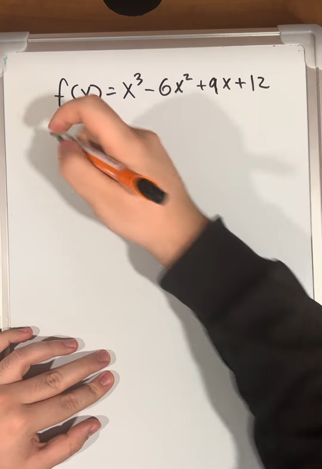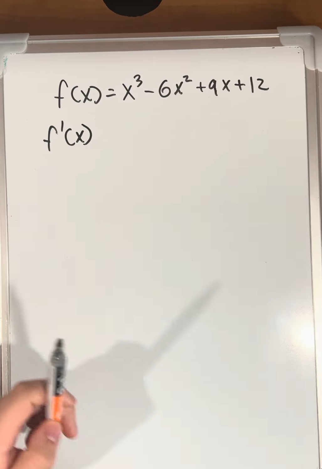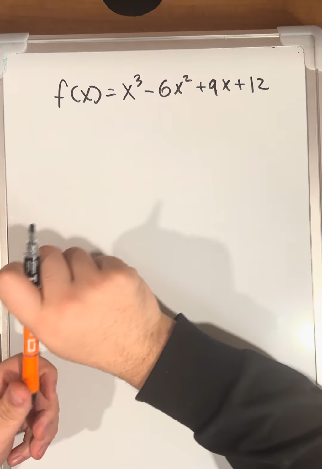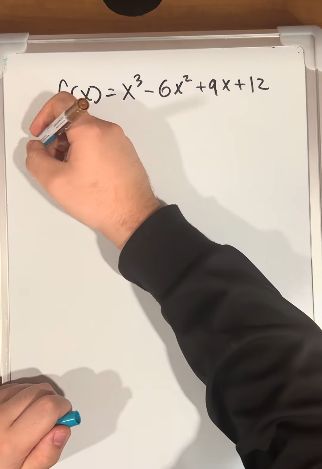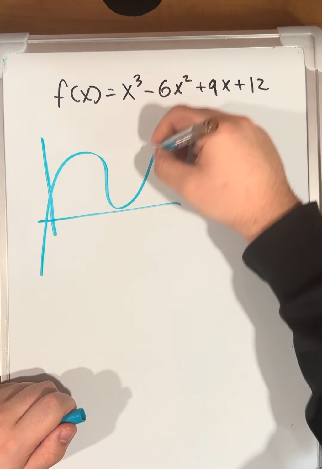Now we'll take the derivative. Actually, you know what? Before we get into that, let me just explain what a max and min is. So we have, let's say, for example, this function. We have this function over here. It'll go something like this.